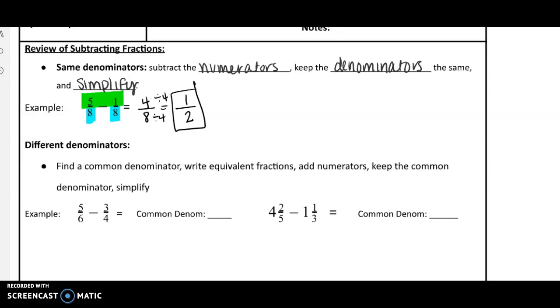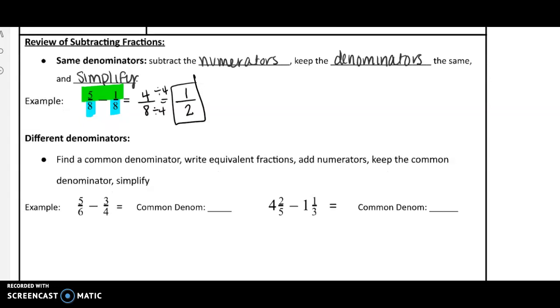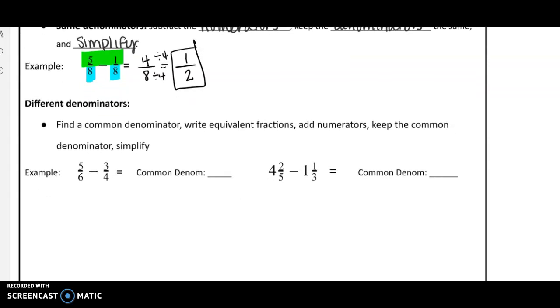When we have different denominators, we find the common denominator, write the equivalent fractions, subtract numerators, and keep the denominator and simplify. That was a lot. So let's find that common denominator. So we have 6 and 4. Both numbers go into 12, so the common denominator is going to be 12.